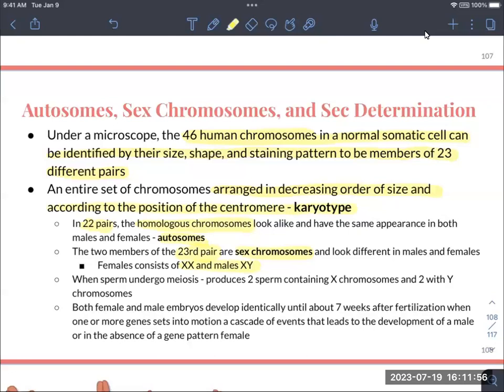When sperm go through meiosis, they produce two kinds of sperm. One will contain the X chromosome, and one will contain the Y chromosome. Both male and female embryos develop identically until 7 weeks. After those 7 weeks, one of these genes is going to start the cascade of developing a male, or, with the absence of that gene, a female.